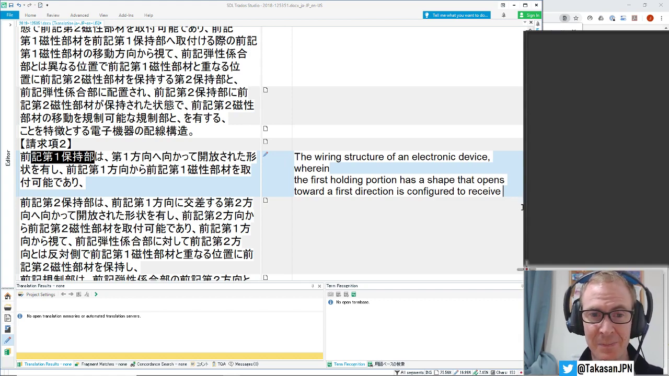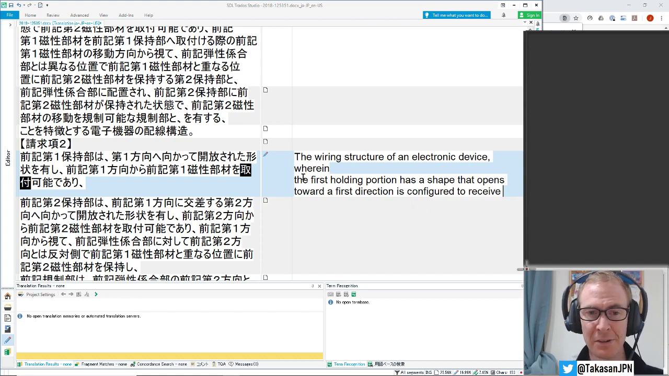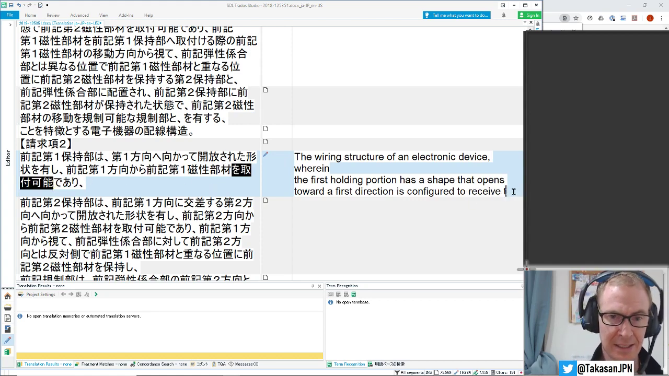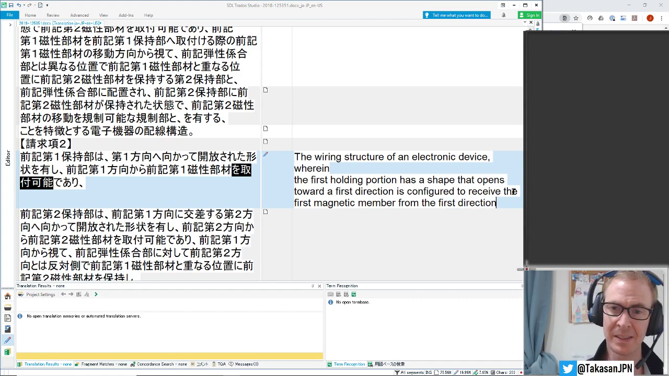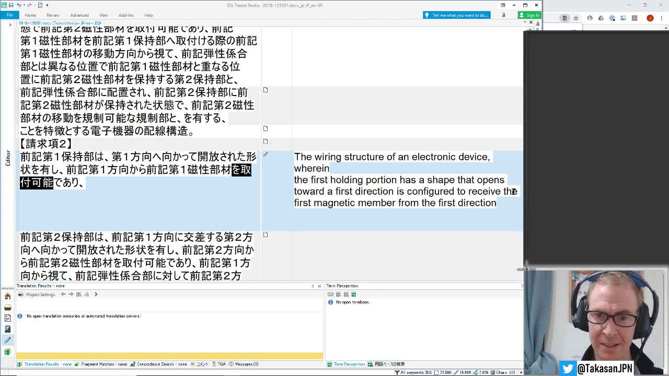I mean, honestly, interesting to have this conversation. Let us know what you think. Would you be brave enough to put this here? Can "receive" be used to make this into a faithful translation? "To receive the first magnetic member from the first direction." I'll put the other one up too. So let's put a comma here so that we know.